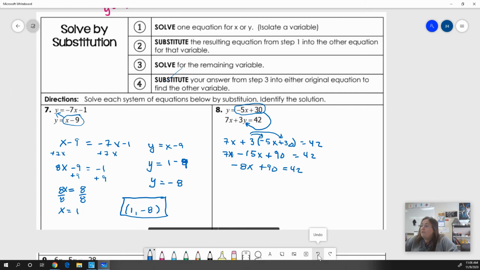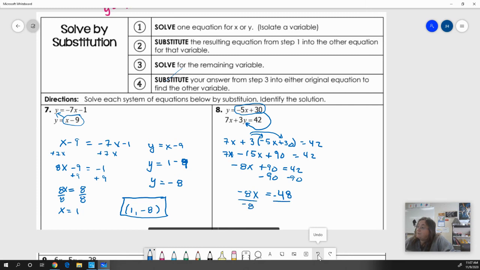I'm going to start undoing everything on x. So I'm going to subtract 90 from both sides, and I get minus 8x equals, what's 42 minus 90? Oh my gosh, I have no idea right off the top of my head. 45 minus 90 would be, so 45 plus 3, so it's going to be 48. That is convenient. It's going to be negative 48. The reason I say that's convenient is because I'm going to divide by negative 8 now, and I know that it goes evenly into 48.